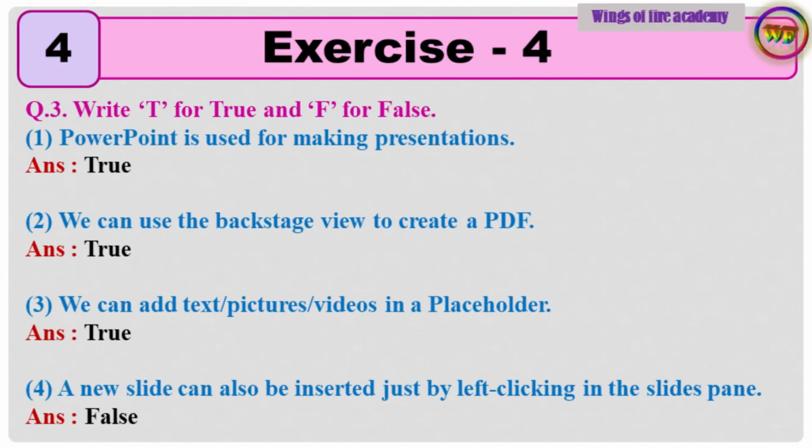Question 3. Write T for true and F for false. 1. PowerPoint is used for making presentations. Answer. True. 2. We can use the backstage view to create a PDF. Answer. True. 3. We can add text/pictures/videos in a placeholder. Answer. True. 4. A new slide can also be inserted just by left-clicking in the slides pane. Answer. False.